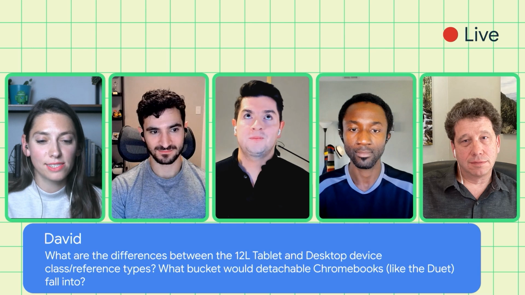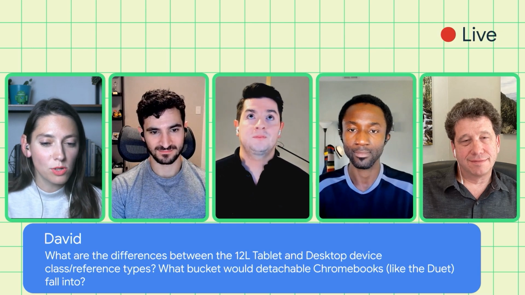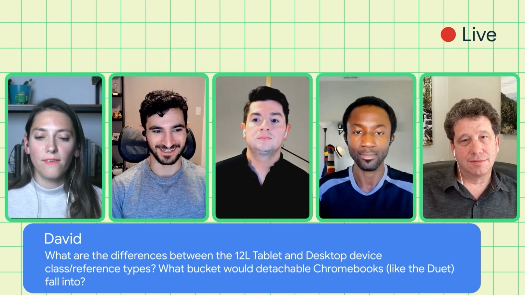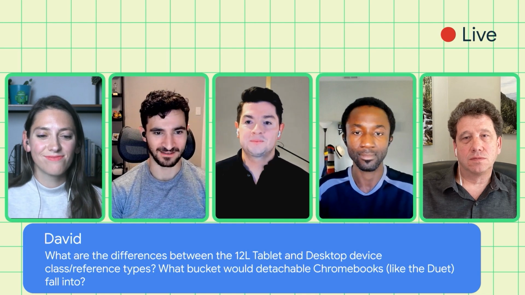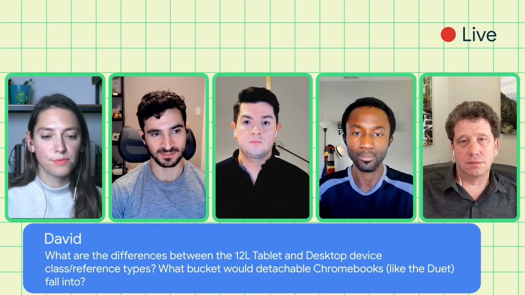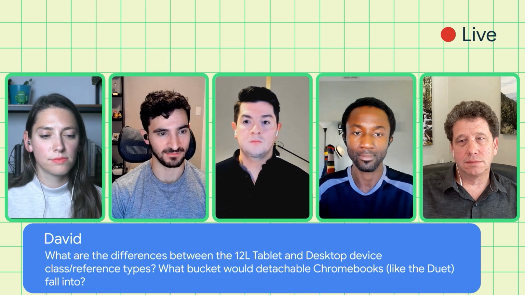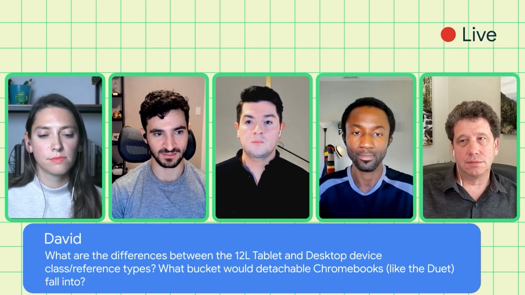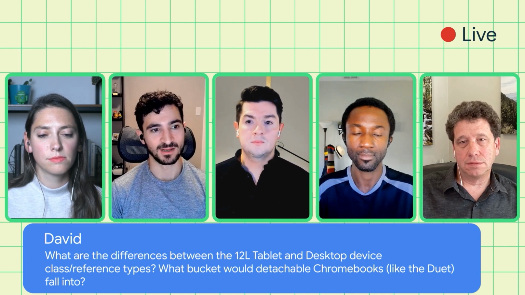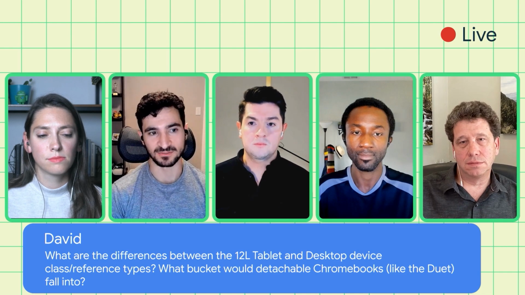I think your answer ties in with the next question we have, which is, what are the differences between the 12L tablet and desktop device class/reference types? What bucket would detachable Chromebooks like the Duet fall into? Yeah, sure. So the device classes or the reference types, I think you're talking about some of the reference devices that are coming in Android Studio. Those are supposed to exercise different kinds of layout states and breakpoint combinations. The tablet reference device demonstrates what a medium height and expanded width device would look like in landscape, whereas the desktop would be expanded height, expanded width. And that's really just thinking about screen sizes.